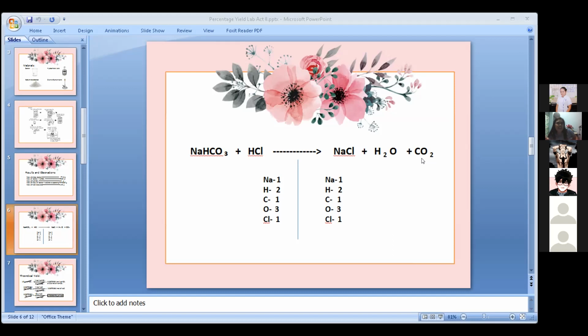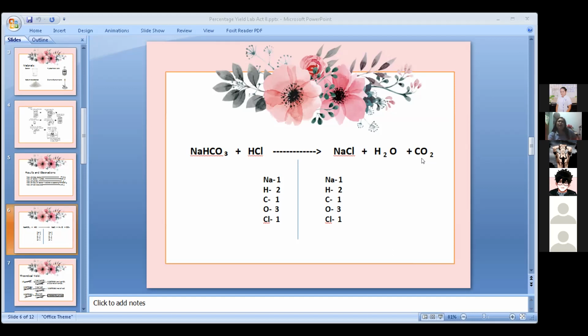And then number 3, remember that in the actual experiment we did a lot of transferring of chemicals, many transfers. So it may be because our transfer of chemicals was not efficient. Some were lost, some spilled. So that could be why our yield of sodium chloride was short.